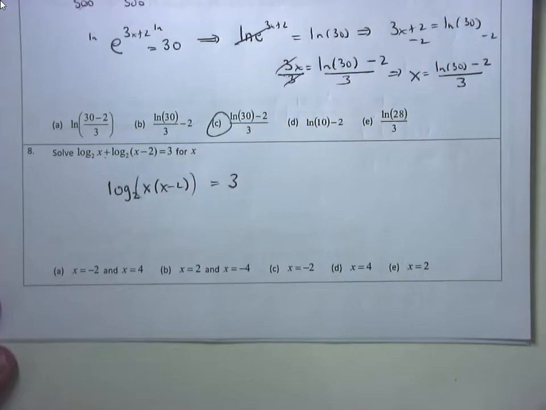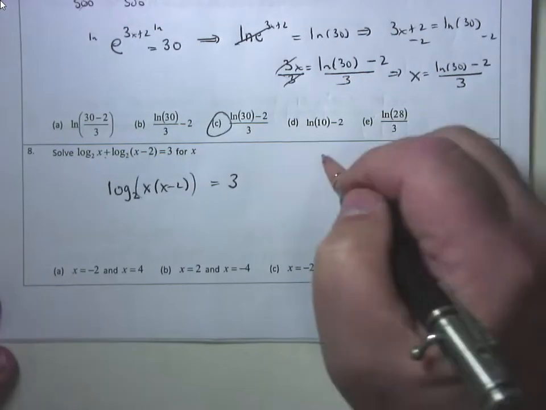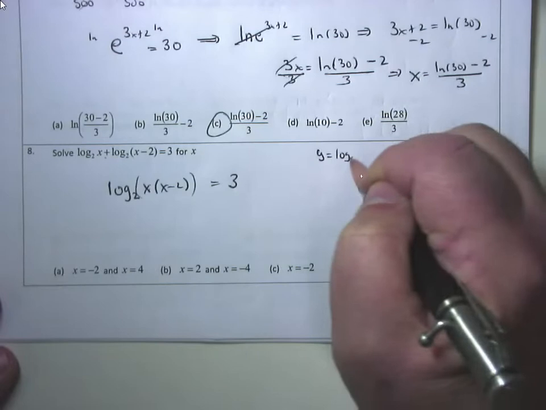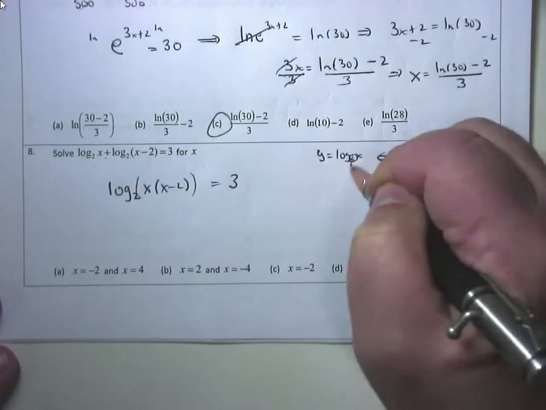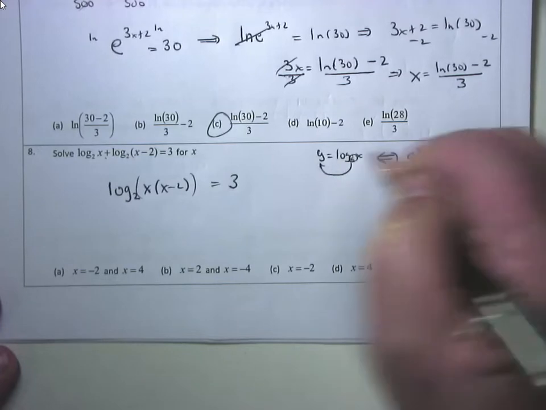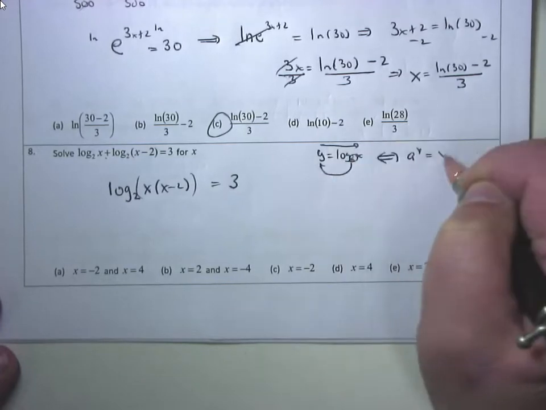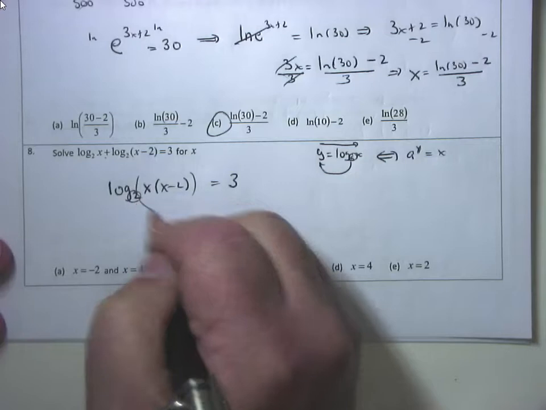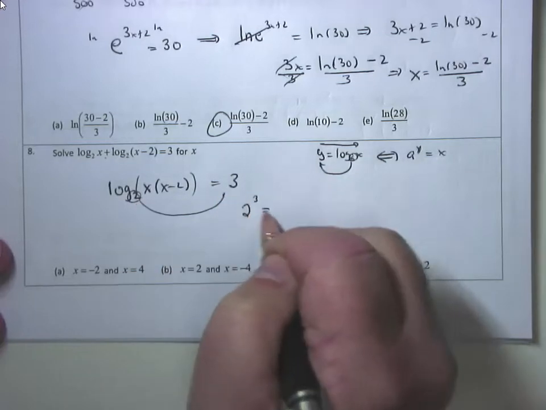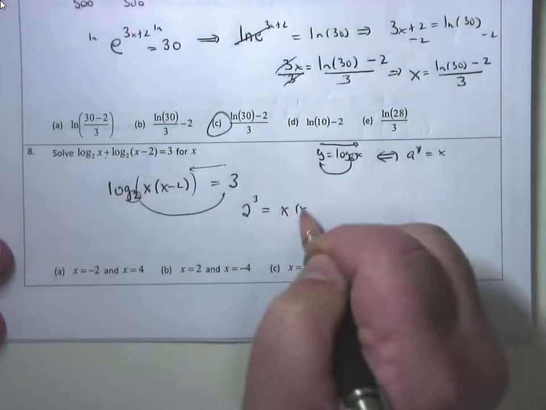Or you can do the famous smiley face definition. You remember, if you ever have y equals log base a of x, you can always rewrite it by starting with the base, raising it to the other side, and it equals what you're taking the log of. So you can either use properties and raise 2 to both sides, or just use the smiley face definition. 2 raised to the third equals x times x minus 2.